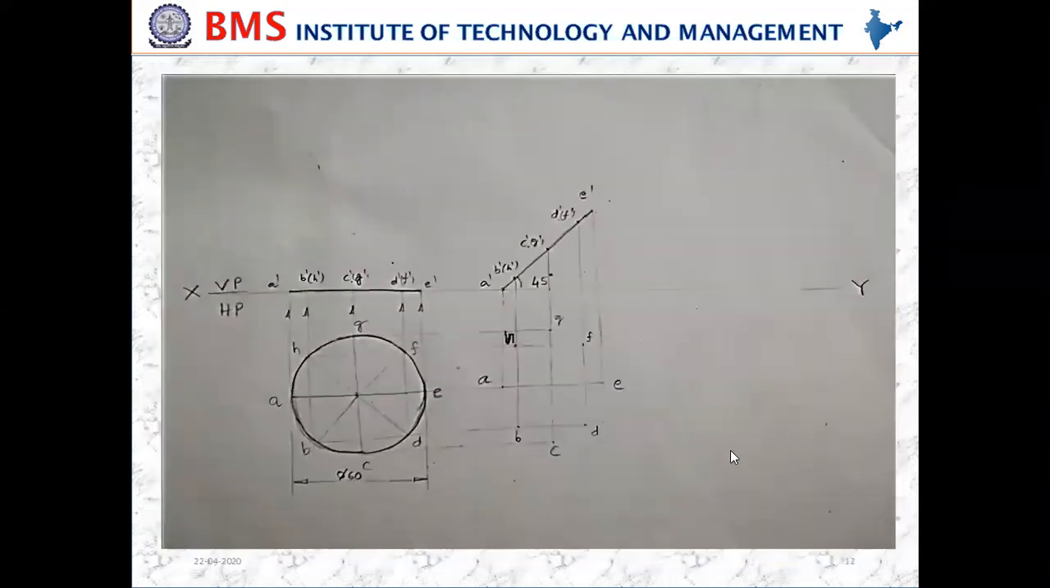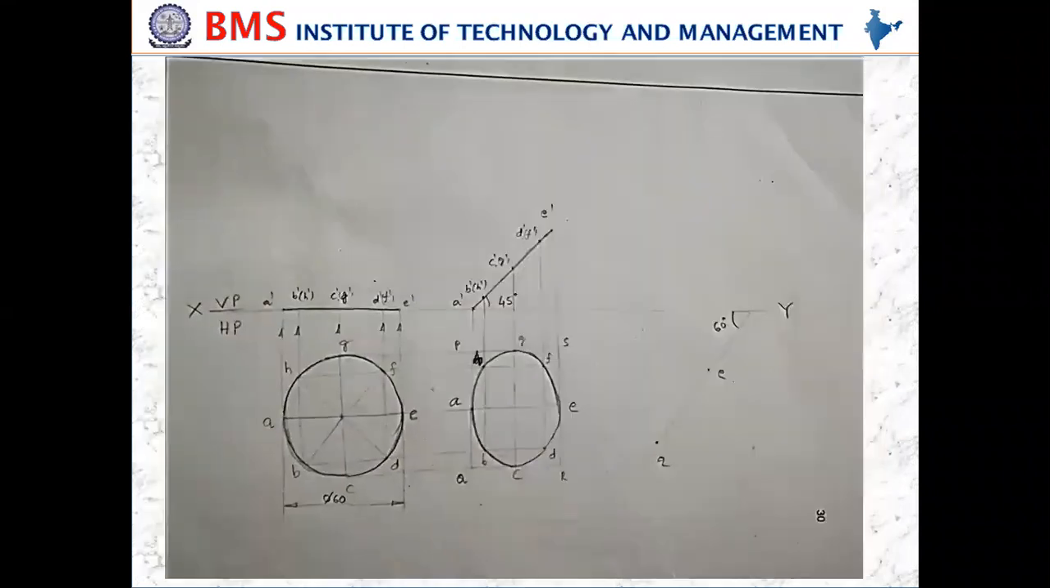So first you need to draw the beta angle, that is the 60 degrees line. After drawing the 60 degrees line, then you need to locate the top view of the diameter, that is second position top view, AE. So you can keep the A here or E here, or A here and then E here. It is up to you. It is not a problem. So you can draw anyway.